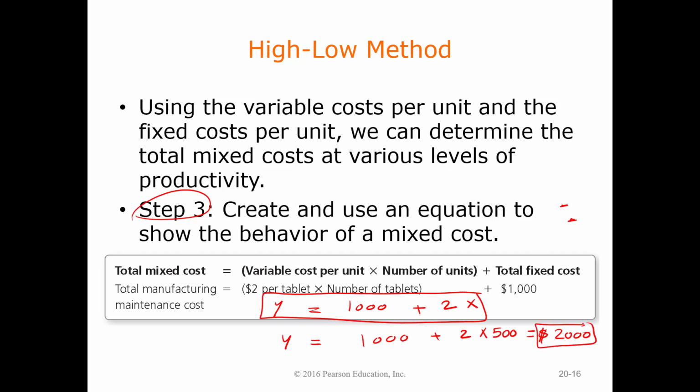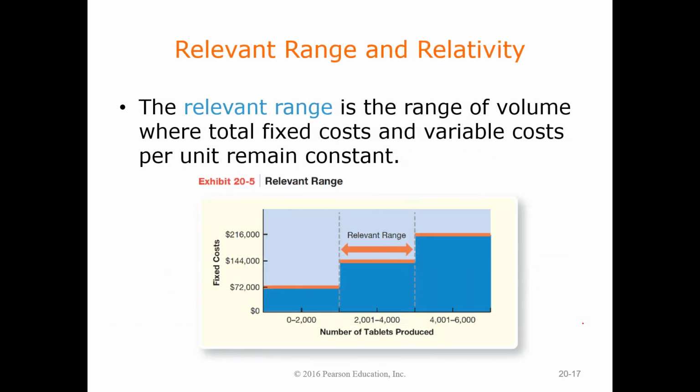So the high-low method includes 3 steps. The first one is to calculate the variable cost. The second is to calculate the fixed cost. The third is to construct the cost function and then to substitute whatever level of activity you would like to use. Right.